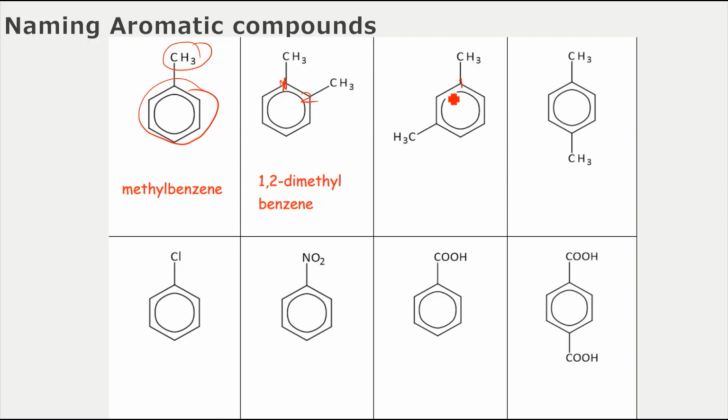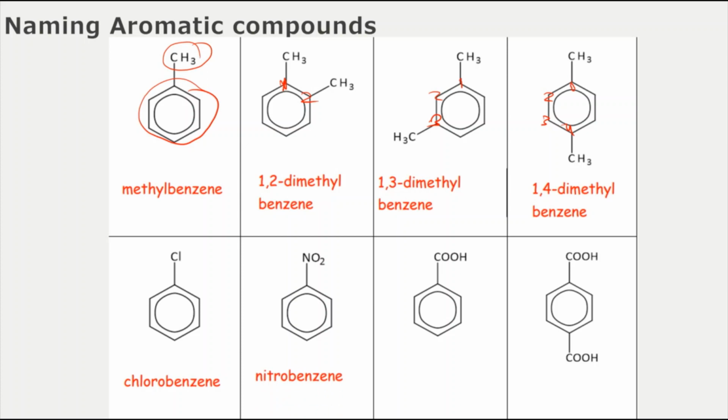With the third one, it would be the same: 1, 2, 3, so that would be 1,3-dimethyl benzene. For the fourth one, I have 1, 2, 3, 4, so the second methyl group is on the fourth atom, so this would be 1,4-dimethyl benzene. Now looking at chlorine, it's the same as before, so it would just be chlorobenzene. And with an NO2 group, we'll go through an example later on, but we just call it a nitro, so this would form nitrobenzene.